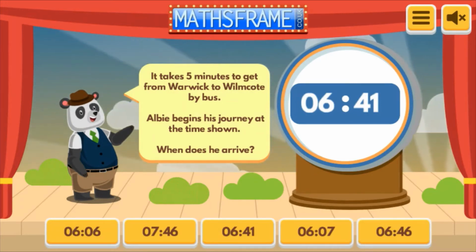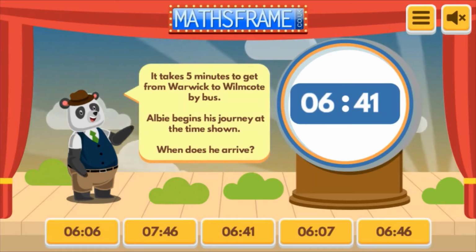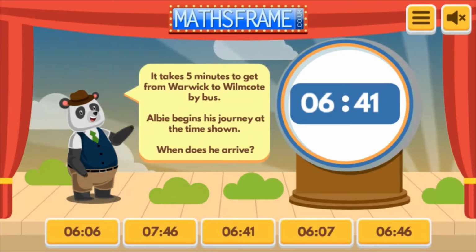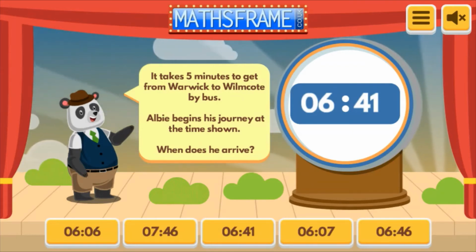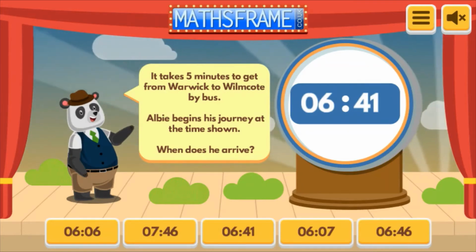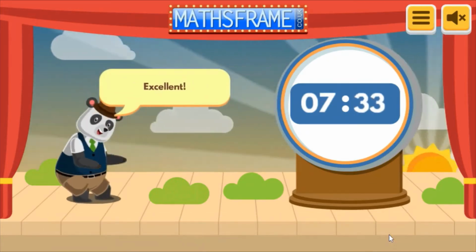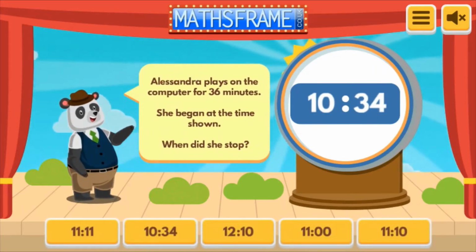So 6:41, and we need to add on 5 minutes. Okay, because he begins at 6:41 on the bus and it only takes 5 minutes. So can you see the answer? I know I can. Of course, it's 6:46. Let's see if we can have one that's a little bit harder. Okay, this is a bit better.